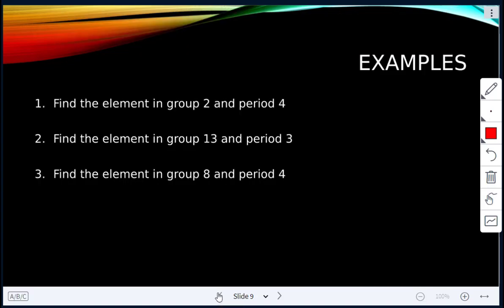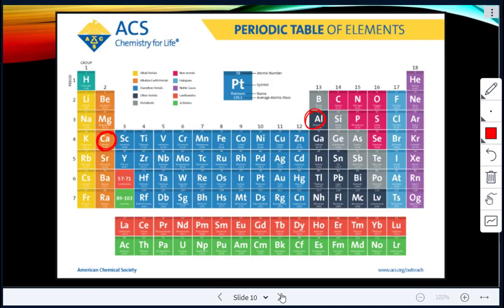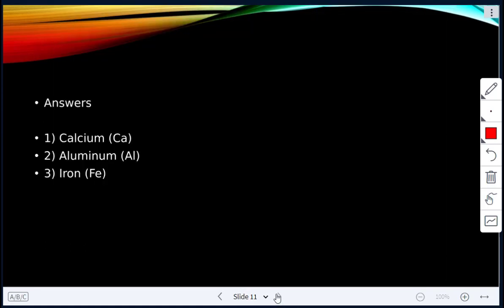One more. Find the element in group 8 and period 4. Group 8, period 4. Here are our periods. We have period 4, group 8, and there it is. It is iron. Let's check our answers on the next slide. Calcium, aluminum, and then iron.